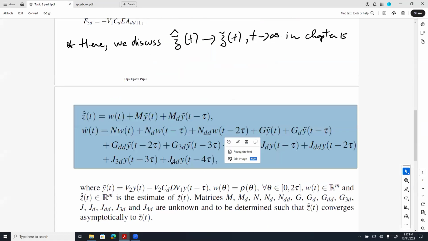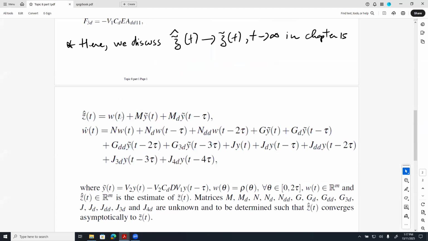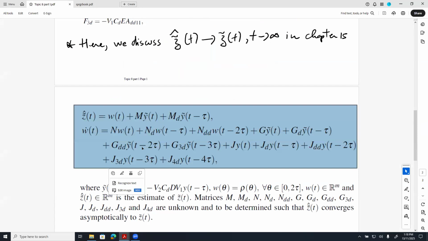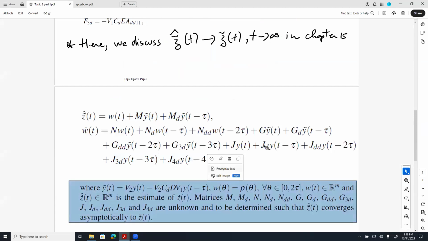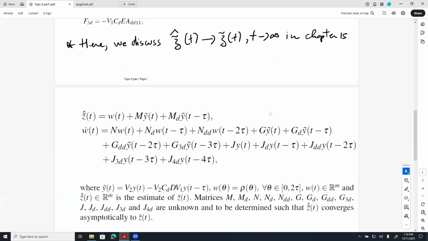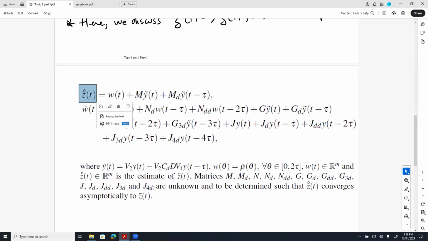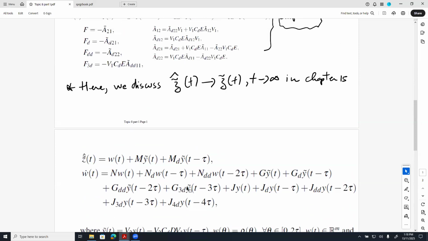And so the idea here is we have a much more general observer structure. And so we have, these are all the observer unknown matrices. We have how many? We have 1, 2, 3, 4, 5, 6, 7, 8, 9, 10 or something along the way there. And so how do we find them? How do we find them so that the estimation of this generalized functional converges asymptotically to the generalized functional itself as time goes to infinity? Okay, so that's what the aim is.